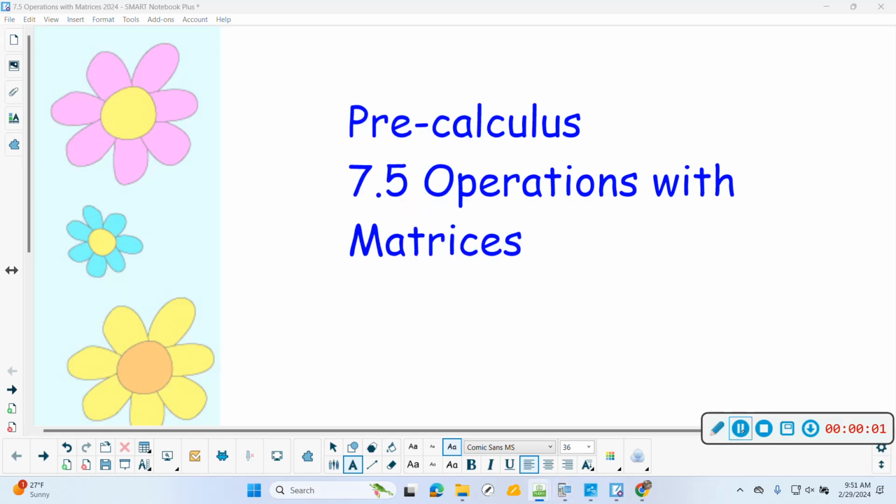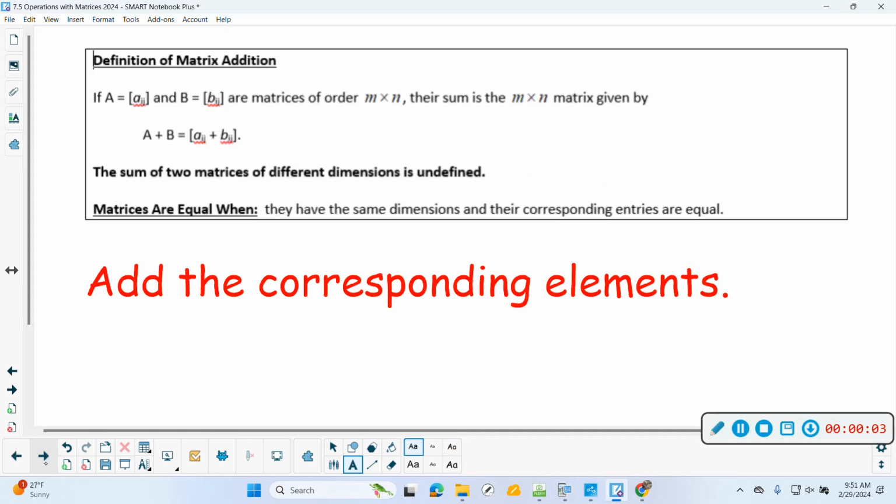All right, so let's get into it here. So, of course, this is all on your notes. There's nothing to fill in here. It's just telling you if you're going to add them, just like I said, you're basically adding the corresponding entries together. Now, one of the things you just have to look out for, and this to me makes common sense, they have to have the same dimensions. If you're going to match up the corresponding entries, they need to be the same size matrices. Otherwise, you can't match up everything, okay?